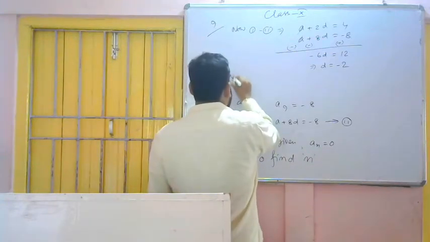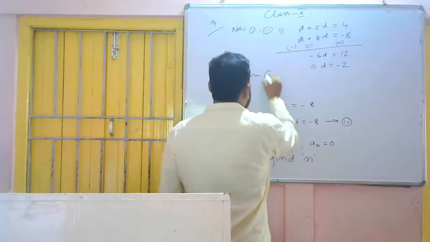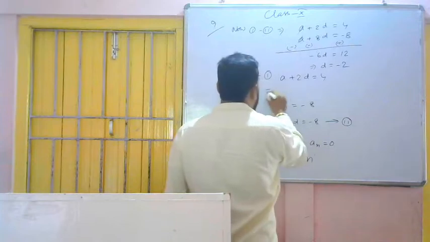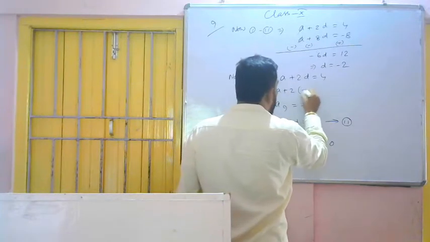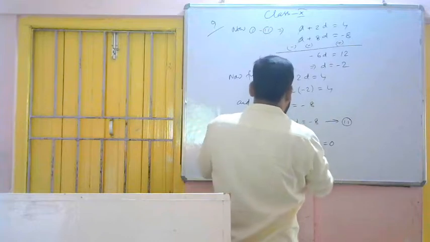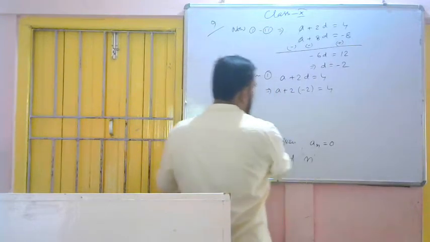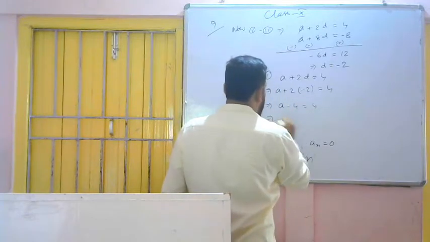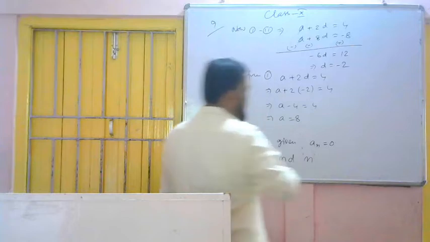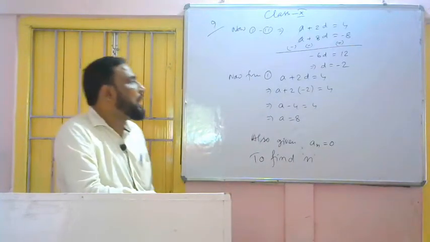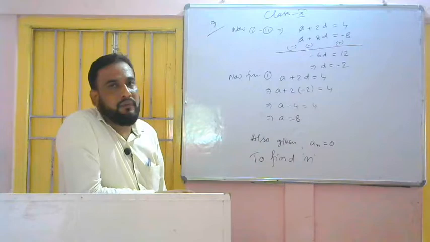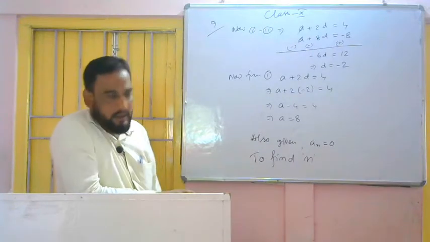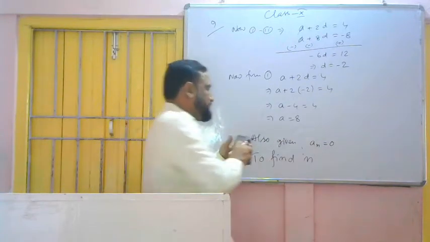Now from 1, A plus twice D is equal to 4 implies A plus 2 into the value of D, minus 2, is equal to 4, implies A minus 4 is equal to 4, implies A is equal to 8. Now the value of A is found, the value of D is minus 2, then we can find out N easily using the formula of AN.